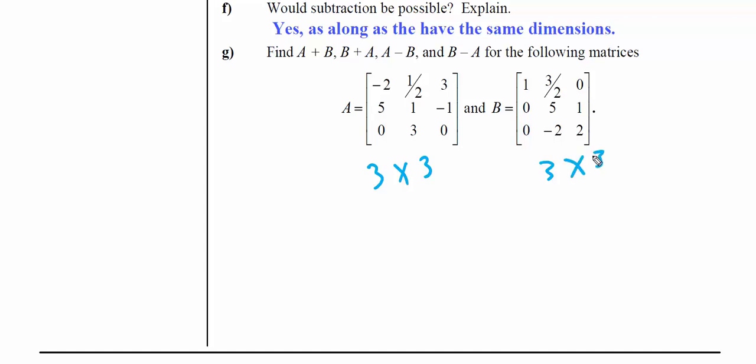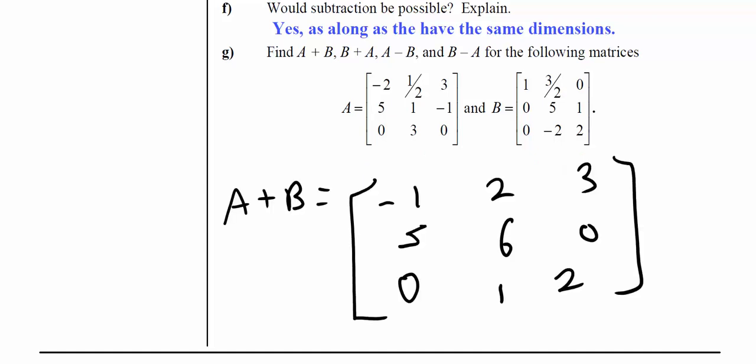Always check your dimensions before you perform addition or subtraction, because if the dimensions are not identical to the other matrix, you cannot perform addition or subtraction. I trust A plus B will be pretty smooth for you. Perhaps where you may be a little scared is a fraction: 1/2 plus 3/2.